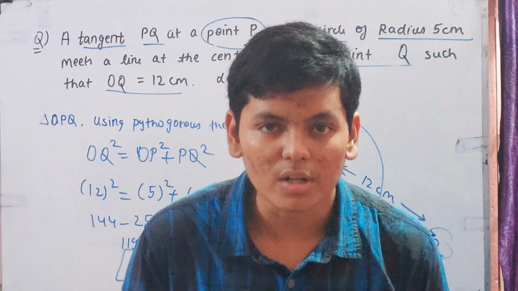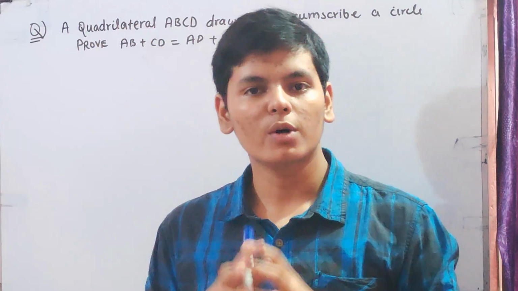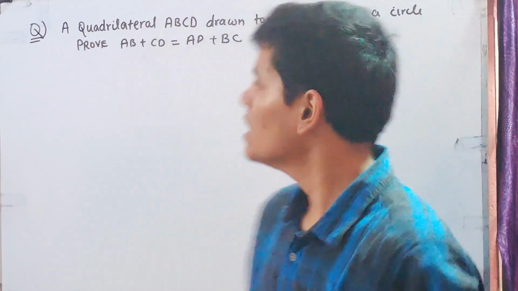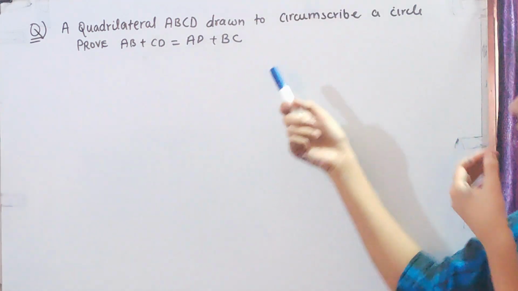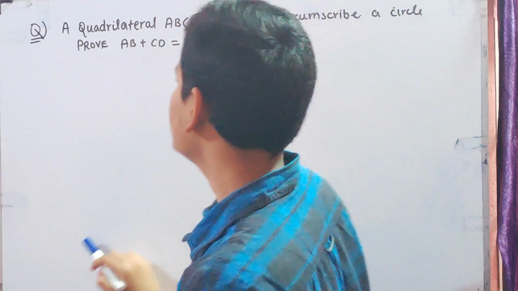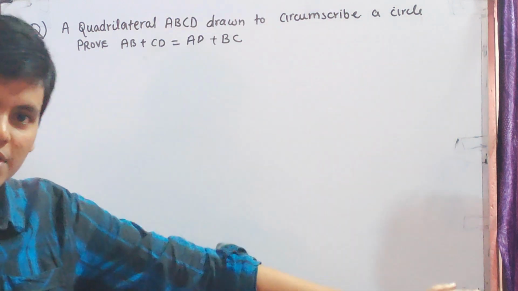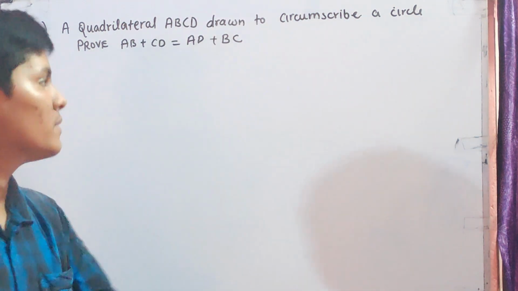Now, let us move on to the second problem of the topic circles. So now we are going to do our second question over here. A quadrilateral ABCD is drawn to circumscribe a circle. Prove AB plus CD is equal to AD plus BC. Here we first have to draw the figure and then do the proving work.